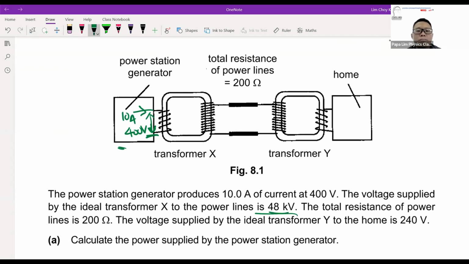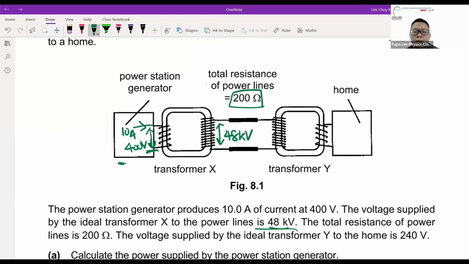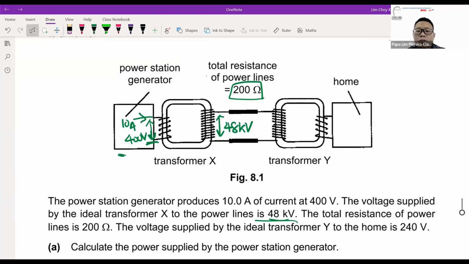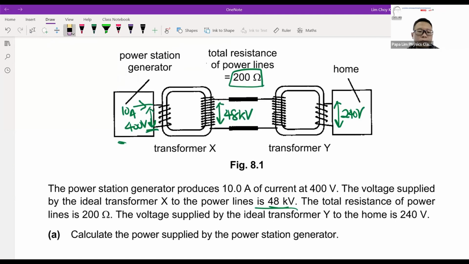So for the power line, this side is 48 kilovolts. Current, not sure yet. The total resistance of the power line is 200 ohms, given here. It's not an ideal cable. Then the voltage supplied by transformer Y to the home is 240, so this voltage is 240. This is the information given to us.